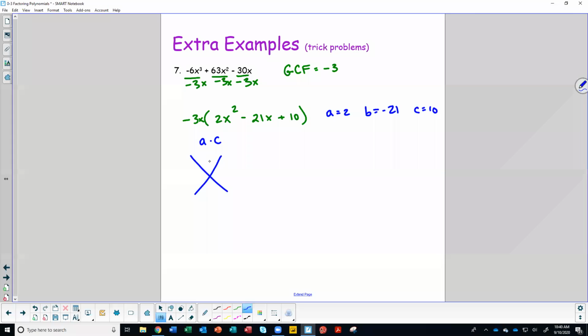So factors of 20 that add up to be -21. So we're looking for m and n now.